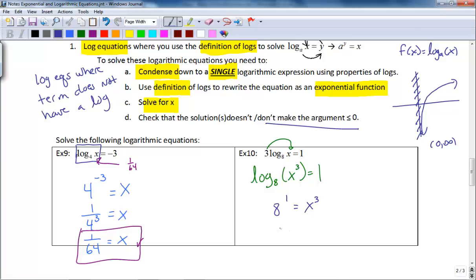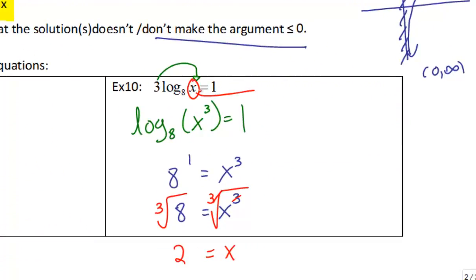Well, 8 to the first power is the same as saying 8. And in order to solve this, I need to take the cube root of both sides to get rid of the cube. So taking the cube root of both sides, the cube root of x cubed, those will cancel and you're just left with x. And the cube root of 8 is equal to 2. Well, we've solved. Now we just have to make sure that this doesn't make our argument a number that's less than or equal to 0. If I were to plug a 2 in here, will that be a number that's less than or equal to 0? No. 2 is bigger than 0, so this checks out, and my answer is x is equal to 2.